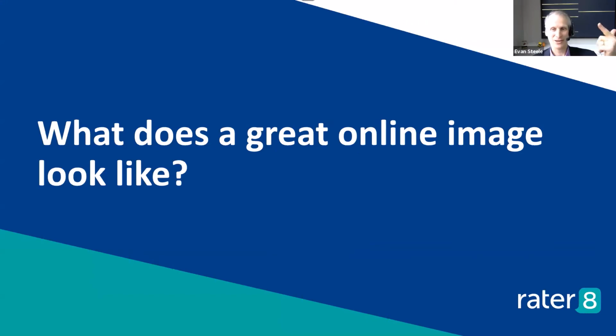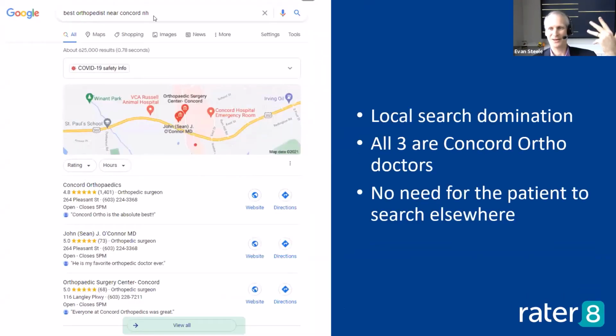But in orthopedics, what does a great online image look like? In orthopedics, if I say best orthopedist near Concord, New Hampshire, again, Ron's old practice, this listing and this surgery center and this doctor, these are all Concord Orthopedics. So same market as the urology search, but they dominate the listings. And you can see the best in the comments. Best, Google's smart enough to know that favorite is best, right? Google does those fuzzy searches, so you can see favorite, and great, best, favorite, great comments showing up. So all three are one practice.